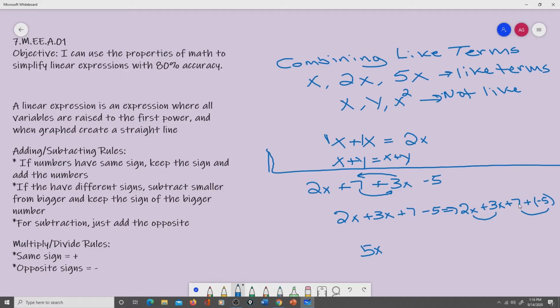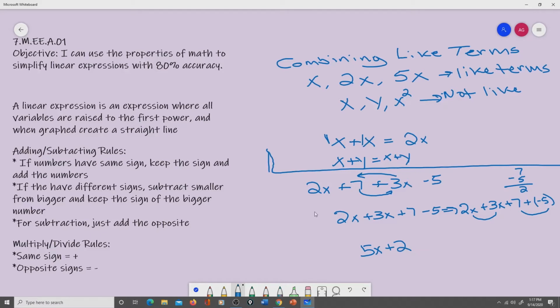All right? And now if I have 7 plus negative 5, I look at my rules: different signs, subtract the smaller, so then I have 7 minus 5, and that gives me 2, and I keep the sign of the bigger number. Well, 7 was the bigger number, and 7 was positive, so I know I have positive 2. So that's really nice, because now I've made an equivalent expression to this one.